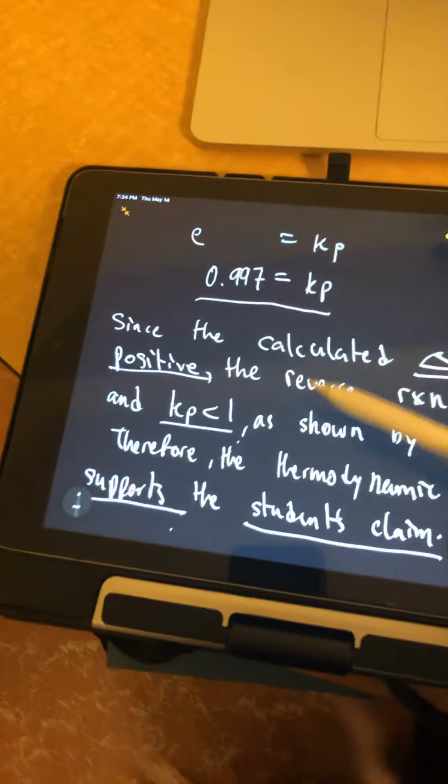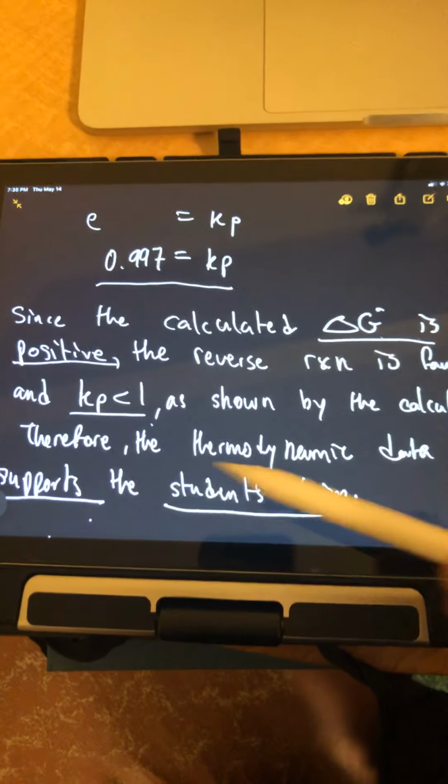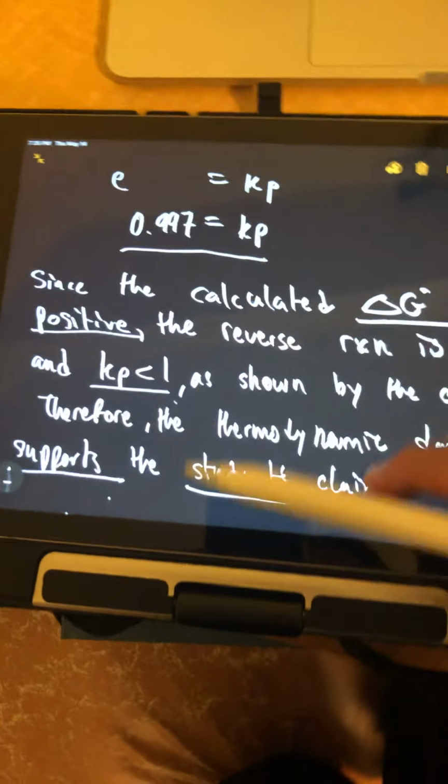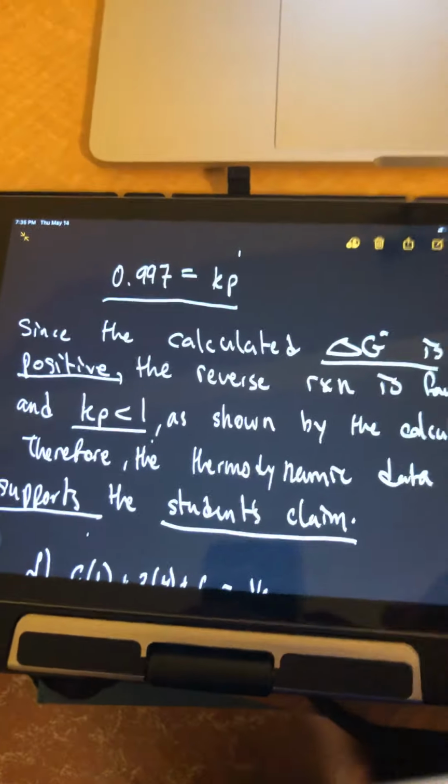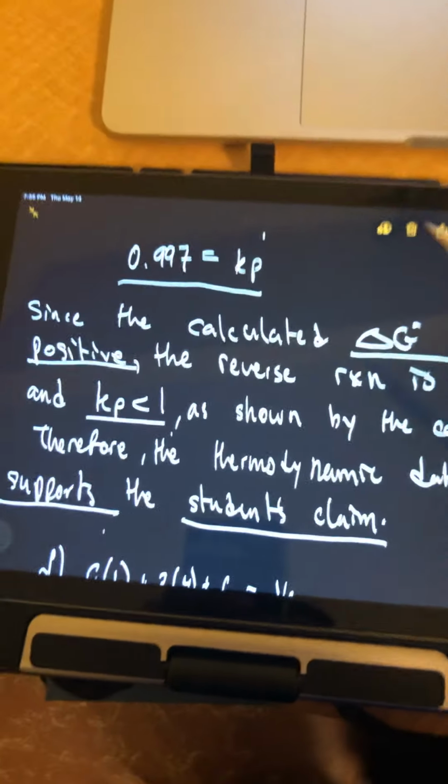And also, using that logic along with the calculation, we can definitely say that the data supports the student's claim, which is that the Kp is less than 1, and we showed that this is true.